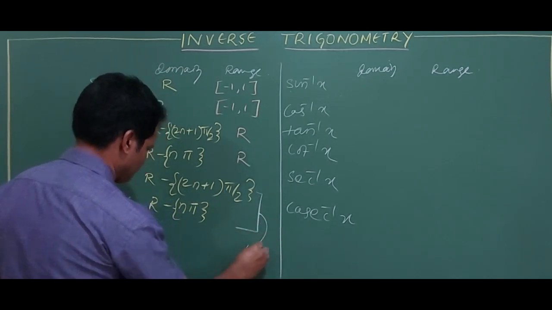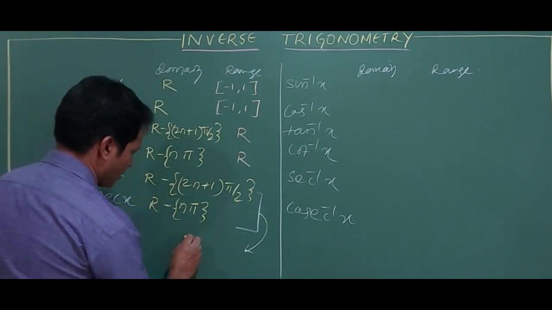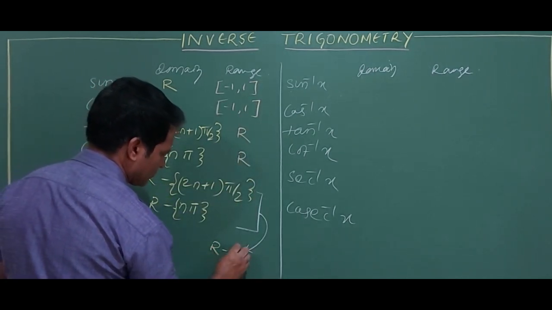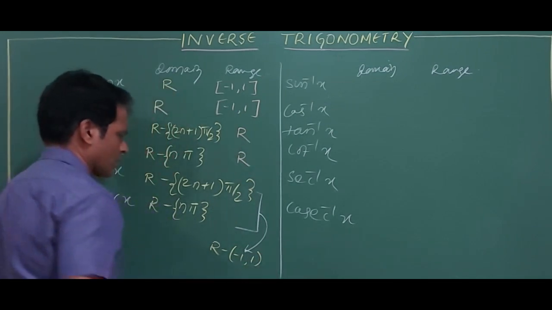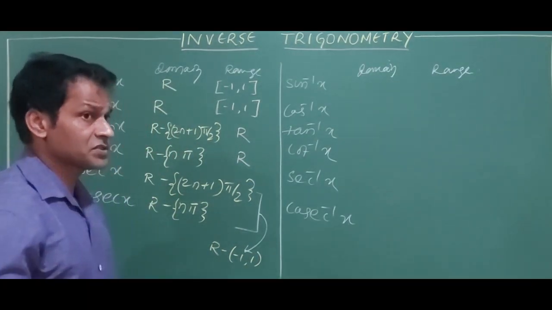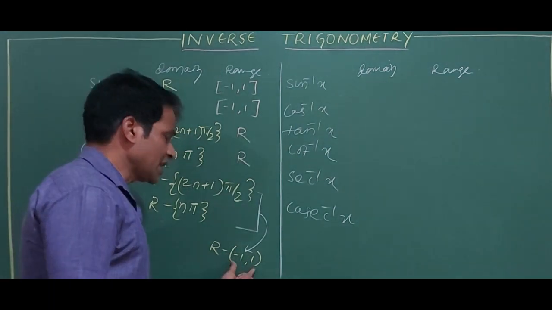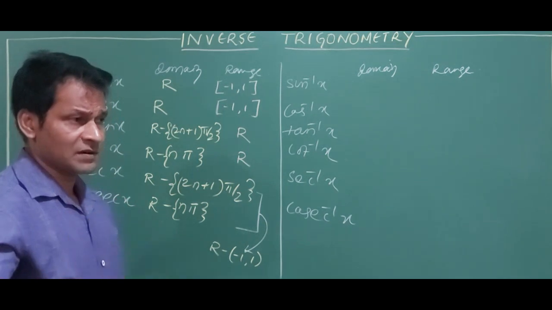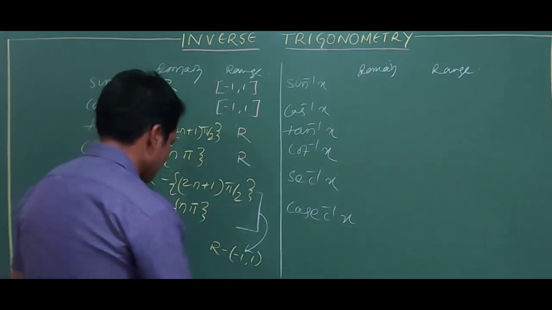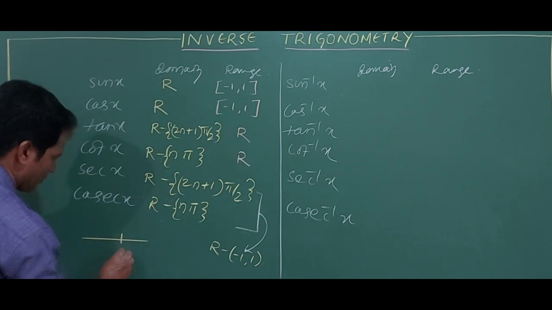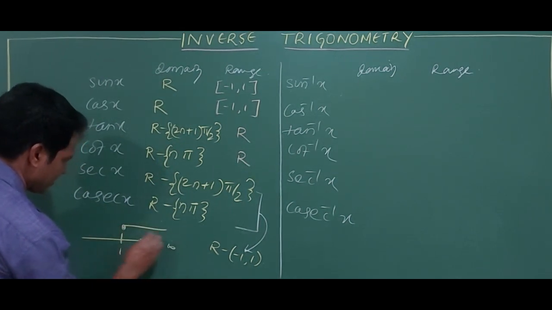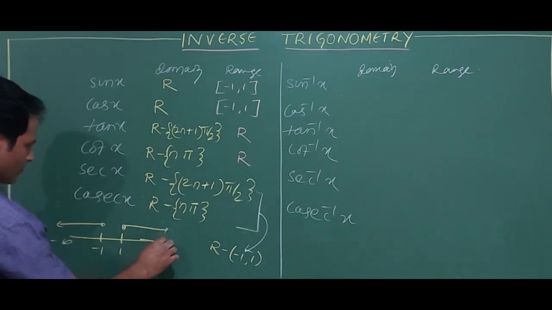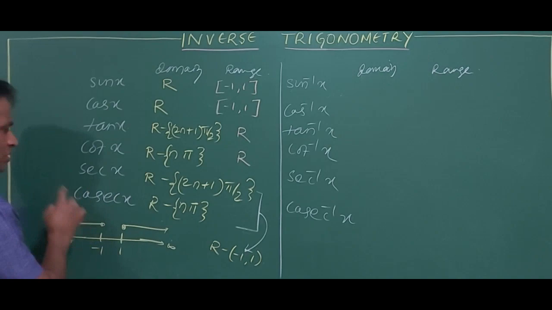What is that range? I am writing the range: R minus the open interval minus 1 to 1. All the values it can give you are other than those in between. It gives you minus 1 and it gives you 1, but on the positive side, beyond 1, it gives you infinity, and on the other side it gives you minus infinity. This is the range of cosec x and sec x both.